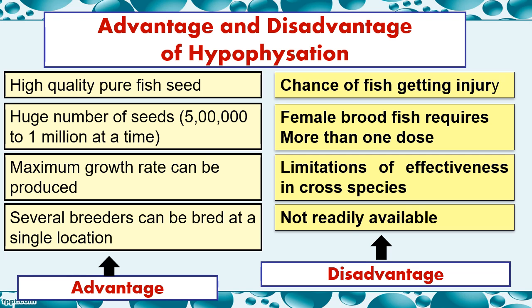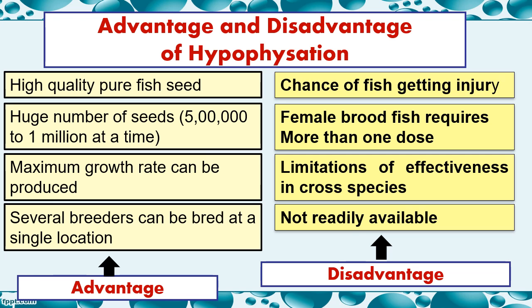Let us come to the advantages and disadvantages of hypophysation. Fish hypophysation has several advantages, such as high quality pure fish seed can be obtained in the required number, and a huge number of fish seed, from 5 lakh to 1 million, can be obtained depending upon the size of the fish or species of the fish.